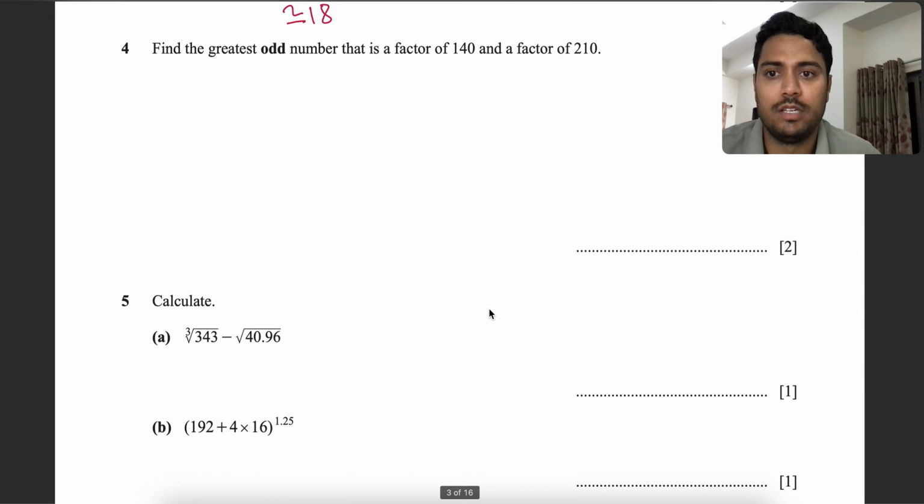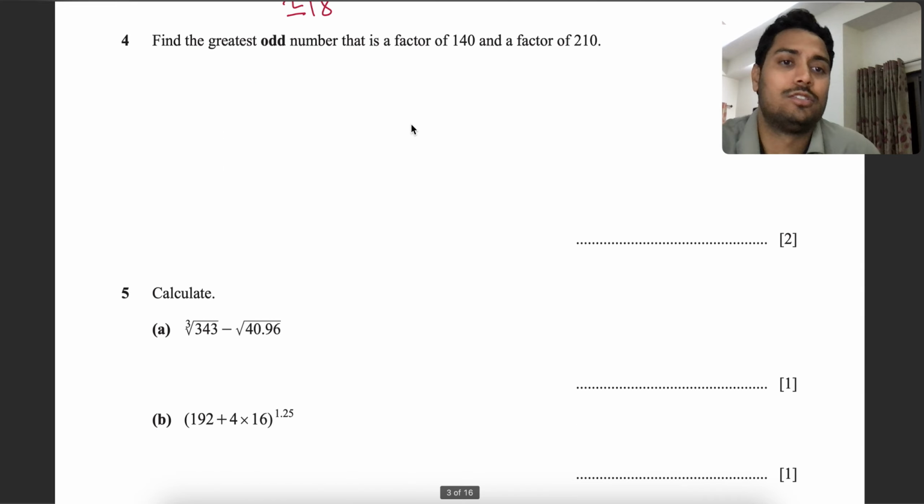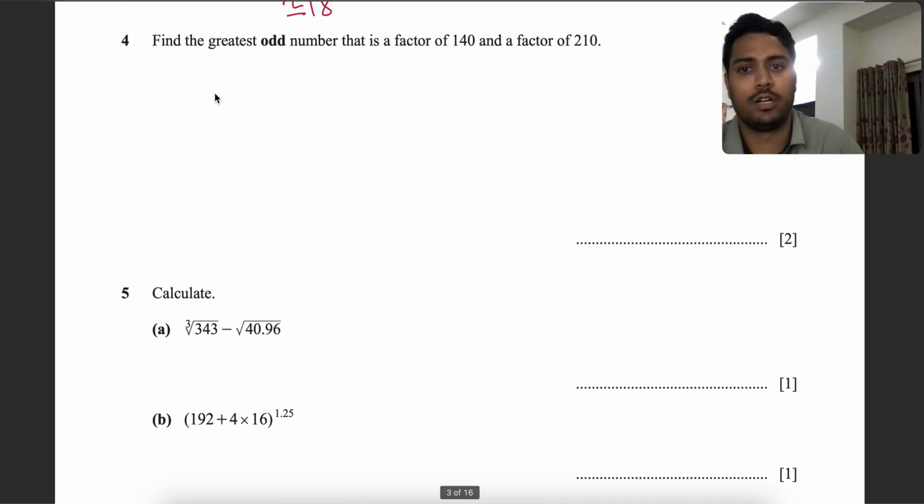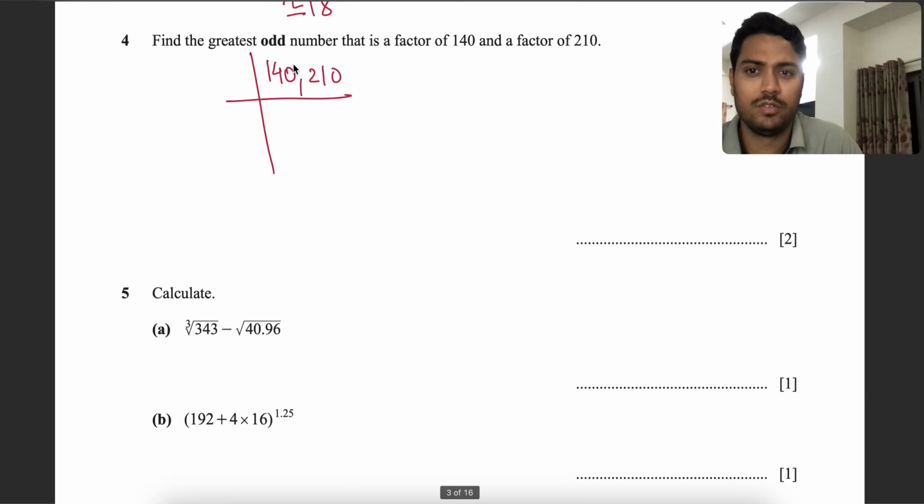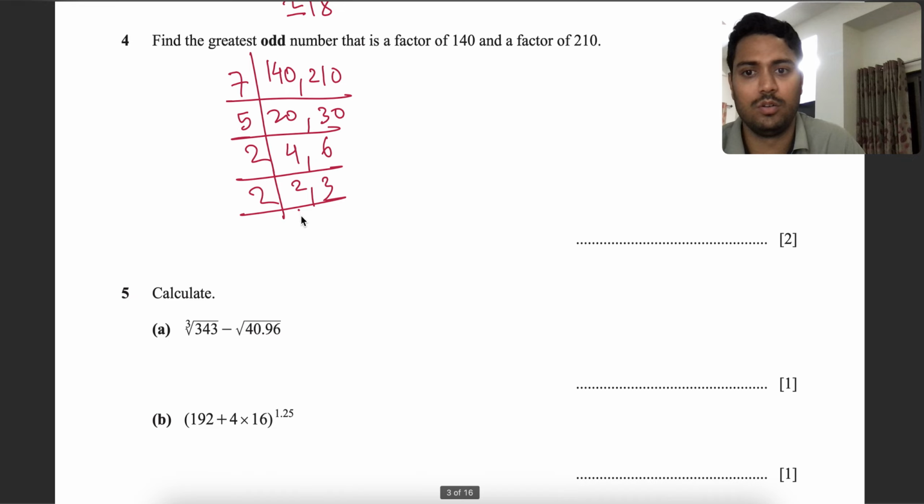Let's move on to question number 4. It says find the greatest odd number that is a factor of 140 and a factor of 210. So let's find out the common factors of 140 and 210. So simply 7 20 times, 7 30 times, 5, 4 5s are 20, 5 6s are 30, and then 2 and 3 times 1. So the common factors are 7, 5, 2, 2, 3.